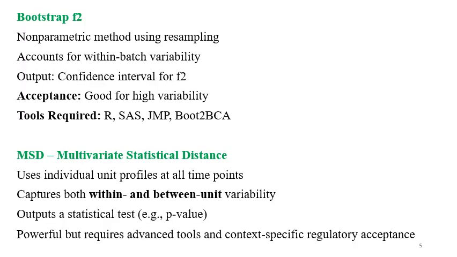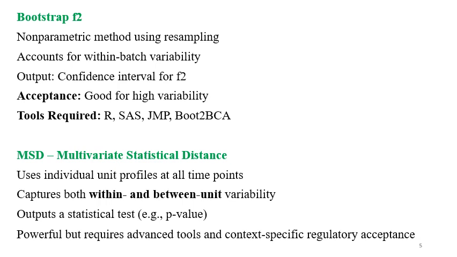Then bootstrap F2, it is a non-parametric method using resampling. So whenever you are going to use the bootstrapping, at least select the 5000 value for resampling. It accounts for within batch variability and it provides the confidence interval for F2. Acceptance of Bootstrap F2, it is good for high variability profiles and some tools are required for this.